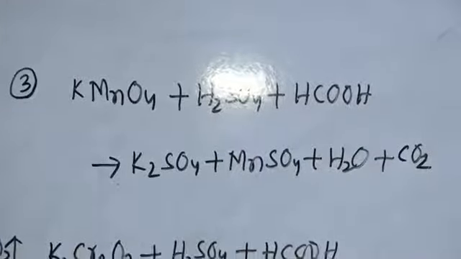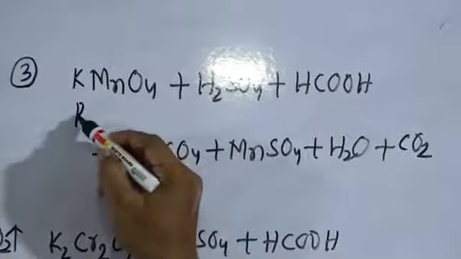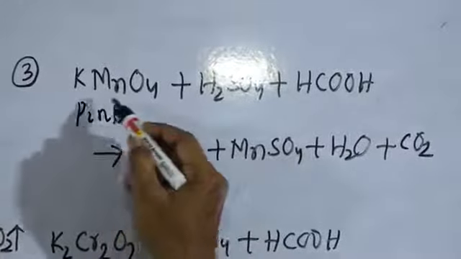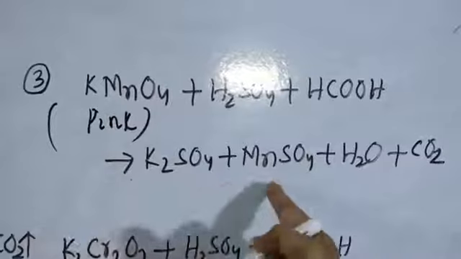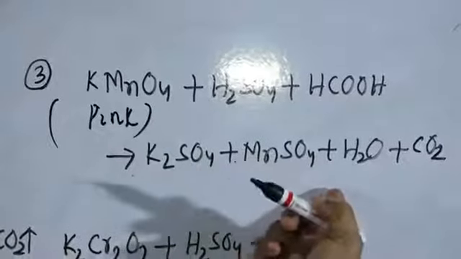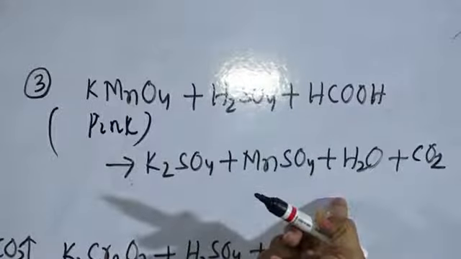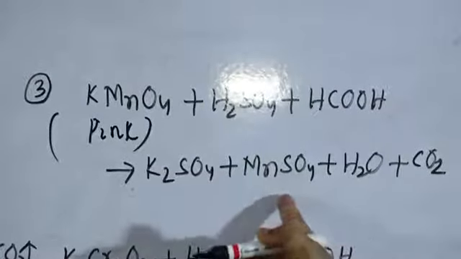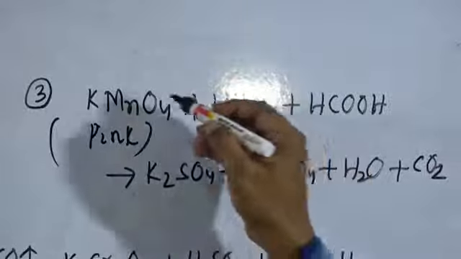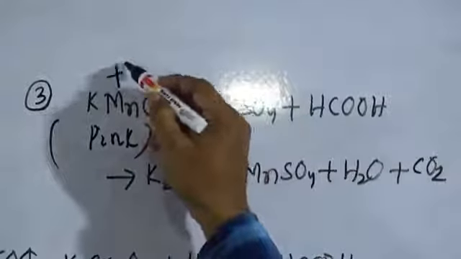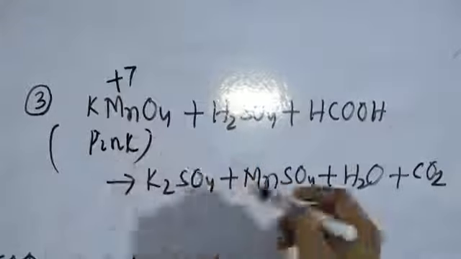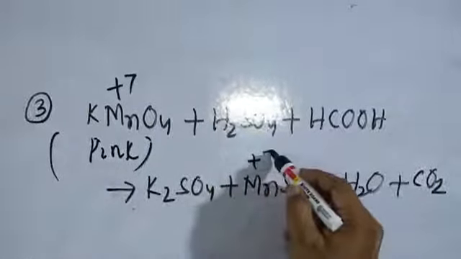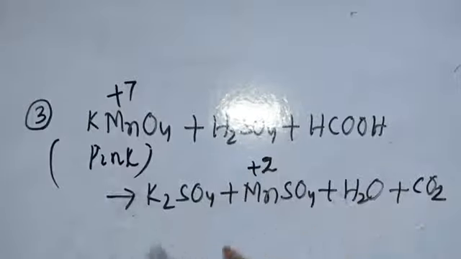KMnO4 has a pink color, and the MnSO4 which is produced is either very light pink or can be treated as colorless. In KMnO4 manganese has the oxidation state of +7, and in MnSO4 manganese has the oxidation state of +2.